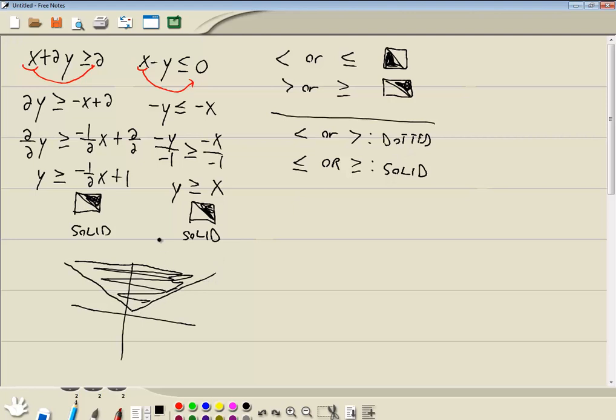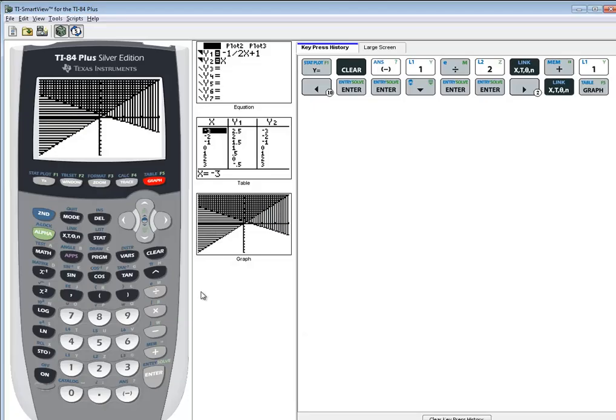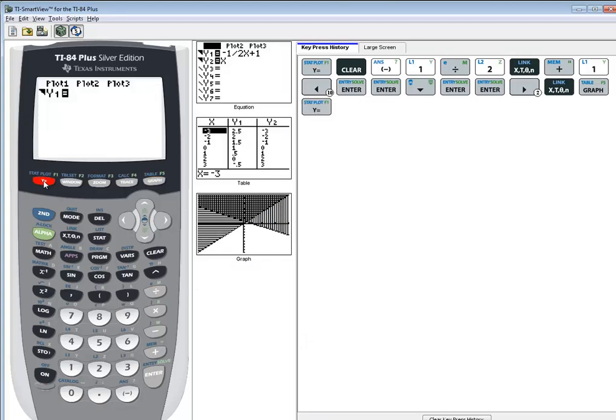Now if one of these is solid and one of them is dotted, then you need to watch it as you're graphing it, because it'll graph y1 first and then y2 second. That'll help you determine which one should be solid and which one should be dotted. Okay, I'm going to show that here by hand in a second.